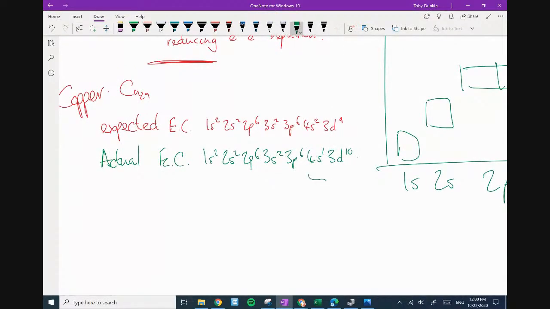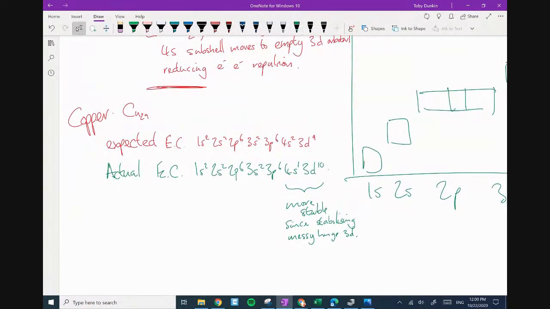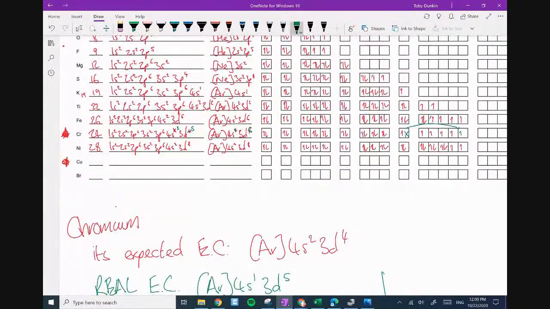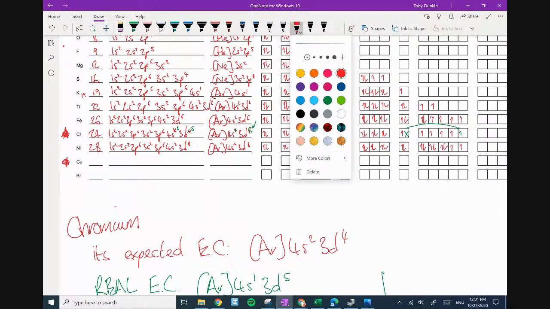This is more stable, since they're stabilizing the messy, huge 3D. Yeah, they're stabilizing it. So copper and chromium are oddities. So you can make that change in your notes. So copper, the real one, you will have done the real, and then you can make the adaptation. Yeah, that's a 5, by the way. That's a 5. So the real one we can do in red.